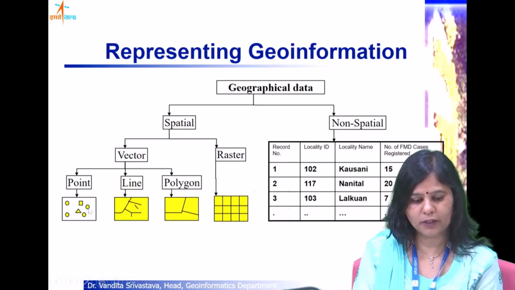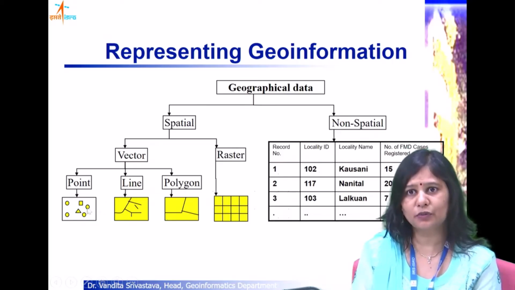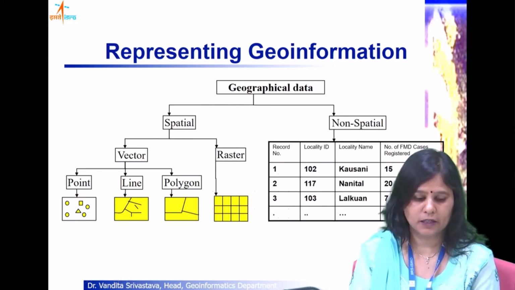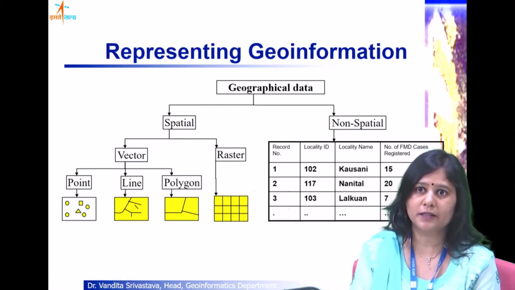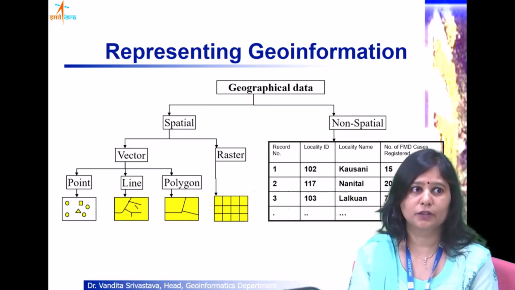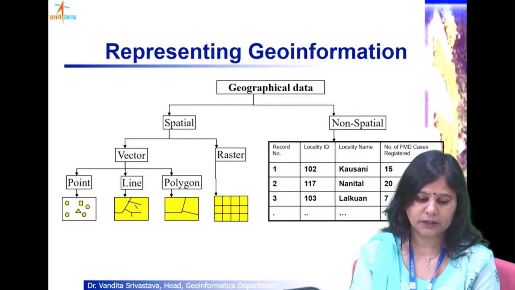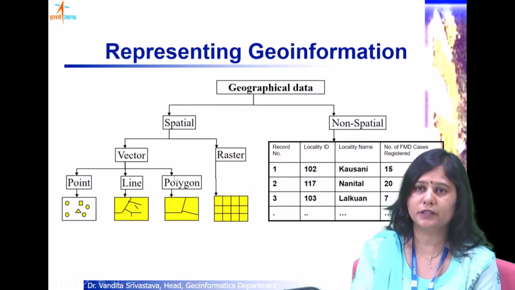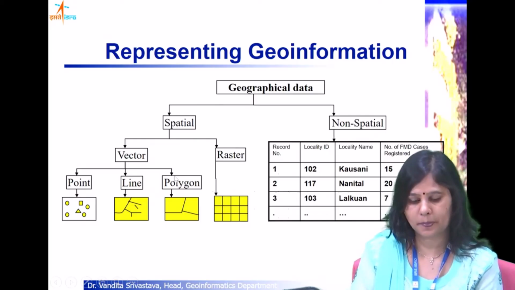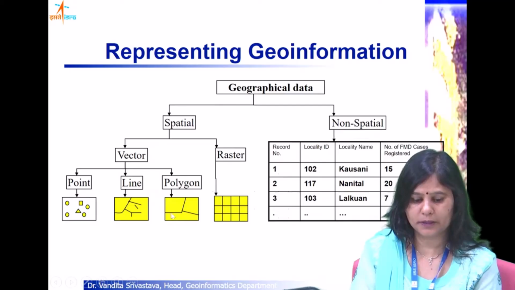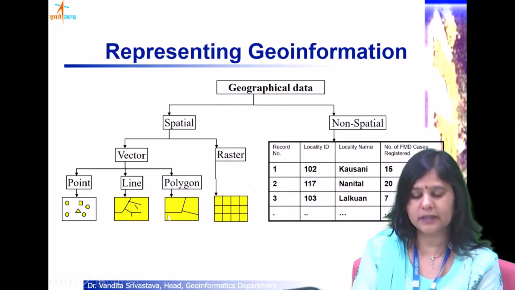So a point will represent something that does not have a dimension, we just want to display it as a point. Something that is a linear feature such as a road or a network, a drainage network, that will be represented as line. And something that is of aerial nature, that is it has got an area, it has got a spread, those kind of features will be represented as polygons, such as a city.